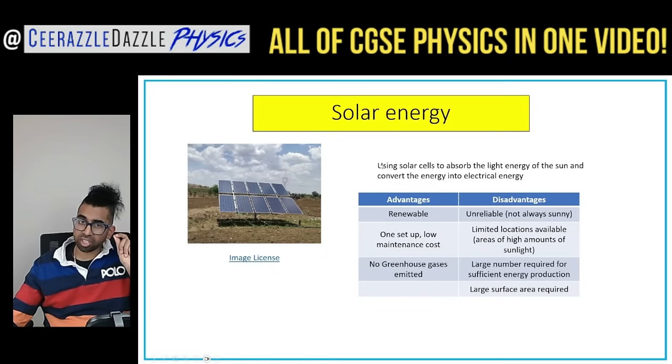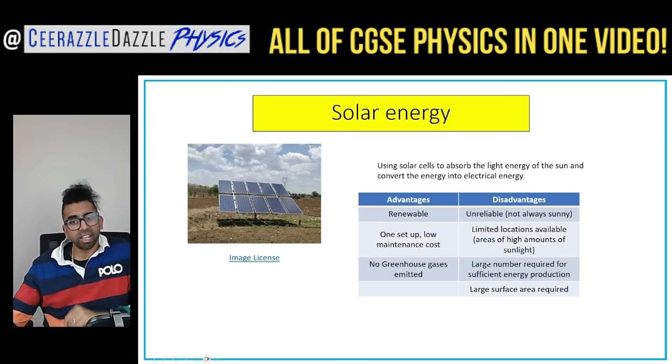Right, solar energy. Using solar cells to absorb the light energy of the sun and convert energy into electrical energy. So obviously here's our solar cells. Advantages: renewable, once set up has a low maintenance cost, and there's no greenhouse gases emitted. Disadvantages: it is unreliable. Limited locations available, areas of high amounts of sunlight are required. There's a large number required for a sufficient amount of energy production. And also you need a large amount of surface area available for you to be able to capture the light as well.